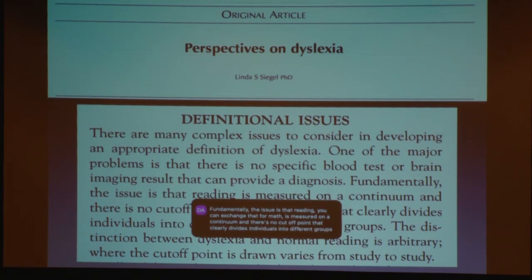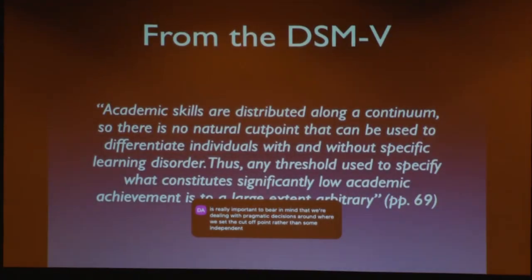The distinction between dyslexia and normal reading is arbitrary. Where the cutoff point is drawn varies from study to study. I think this is really important to bear in mind, that we're dealing with pragmatic decisions around where we set the cutoff point rather than some independent criteria.